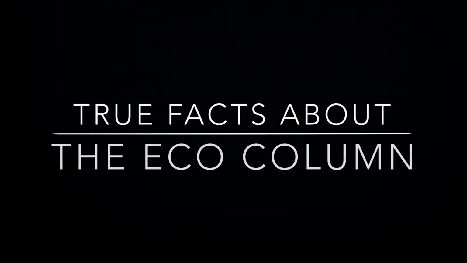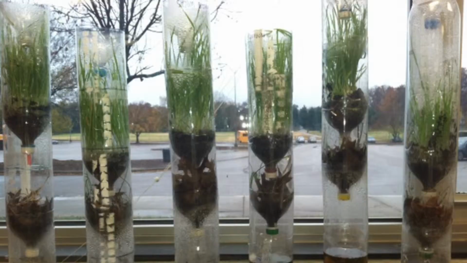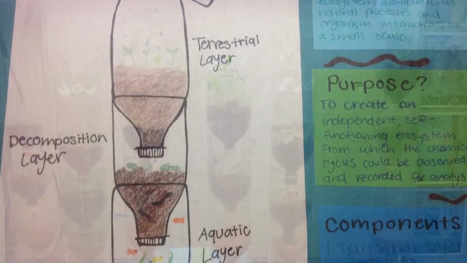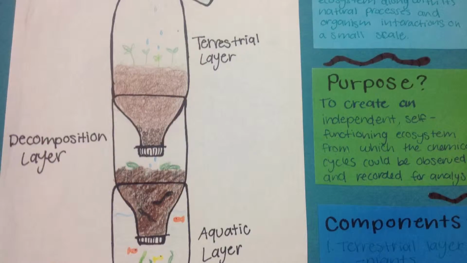Today we will explore true facts about the eco column. Here is a picture of 6 eco columns. Nice bottles, aren't they? Here is a picture of eco columns that look very familiar, don't they? An eco column is pretty much an ecosystem in a bottle.